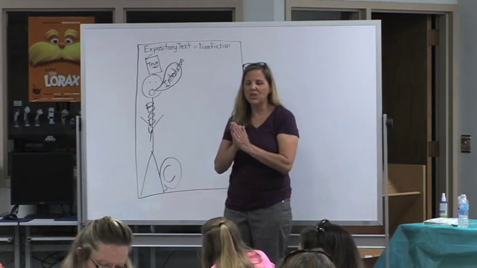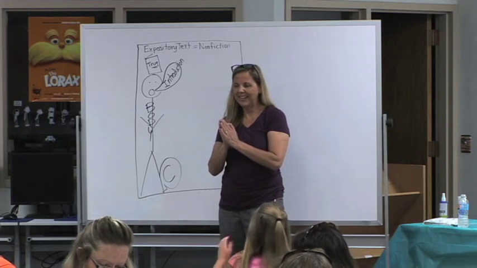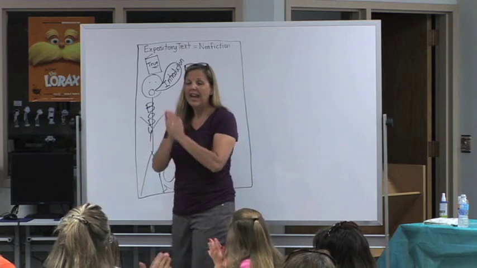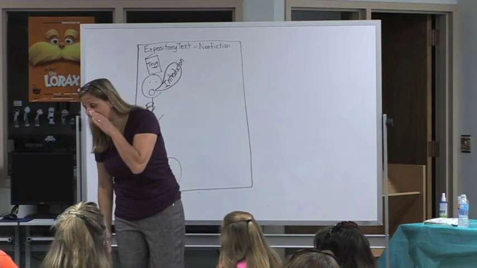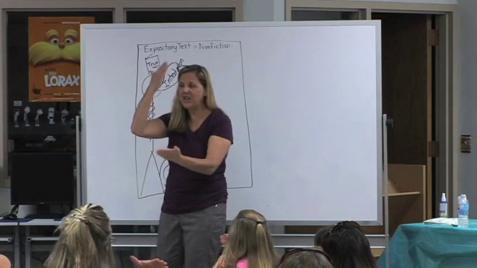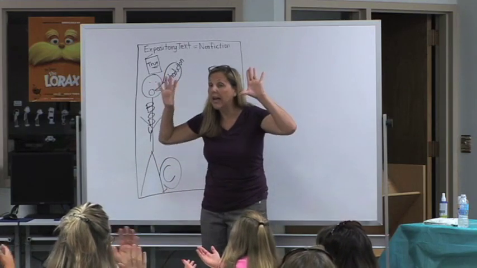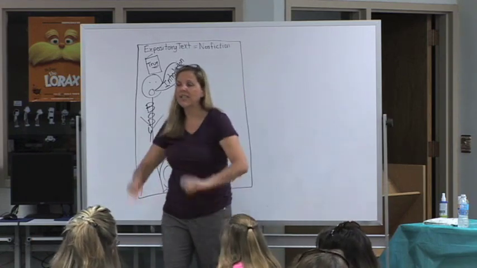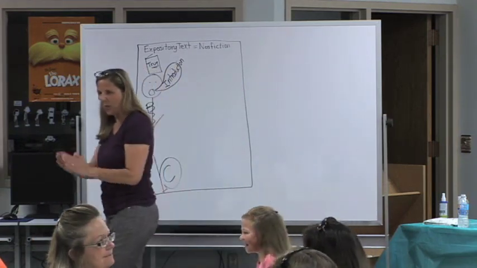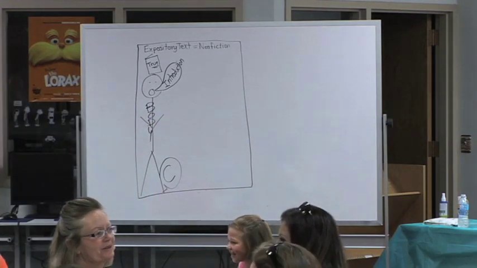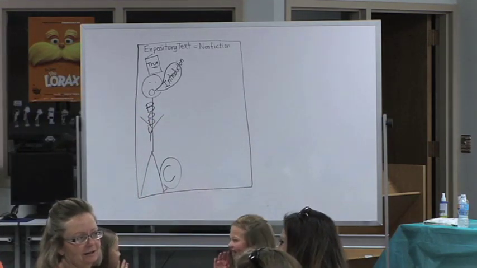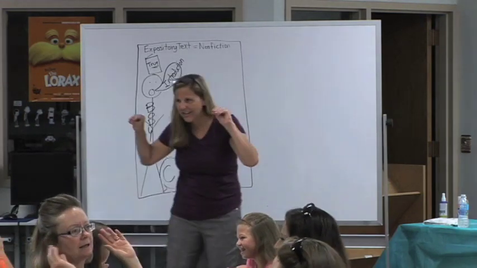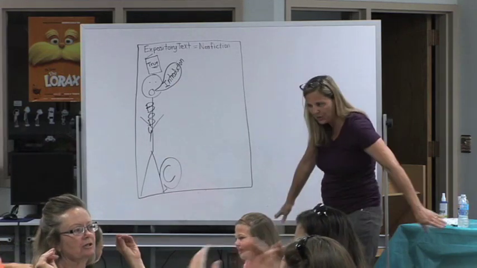All right, let's see if we can do that again. Hands together. Here we go. Ready, set, go. Expository text. That's nonfiction, which is true information, and it always has the same parts. An introduction, body, conclusion. Okay, turn to your buddy and tell them the whole thing so far. Ready, set, go. Expository text. That's nonfiction, which is true information, and it always has the same parts. An introduction, body, and a conclusion.